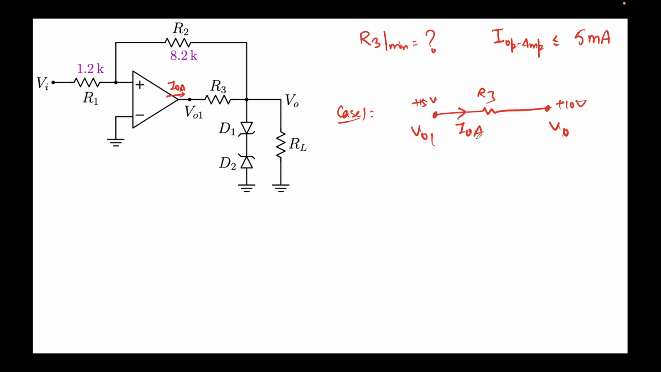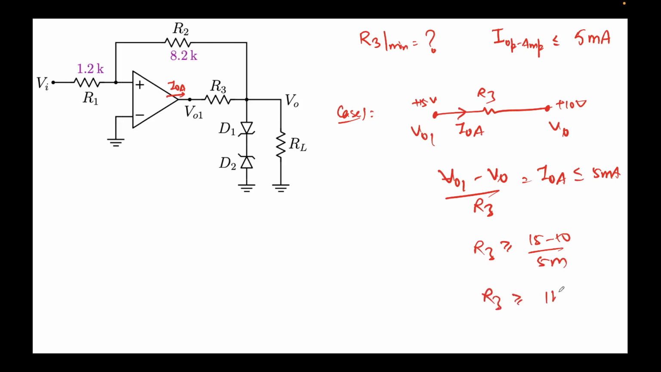And IOA is nothing but this. Simply, you apply Ohm's law here, so that will be V01 minus V0 over R3 equal to I_OA. This should be less than 5 milliamps. Simple. This will give me R3 should be greater than or equal to, let's put the values, 15 minus 10 over 5 milli. So R3 should be greater than or equal to 1 kilo ohms.